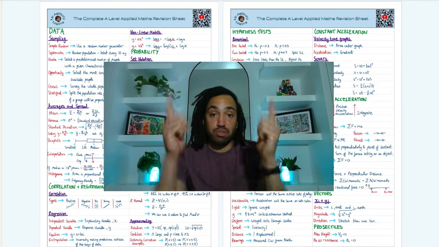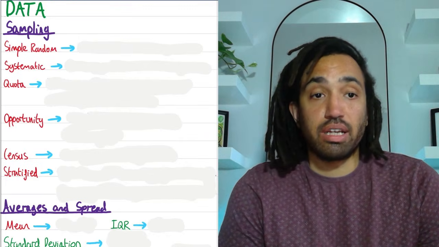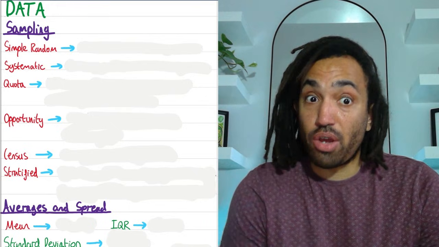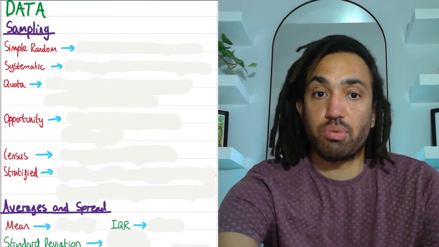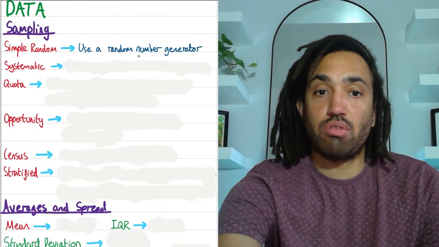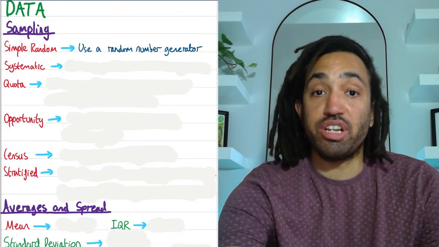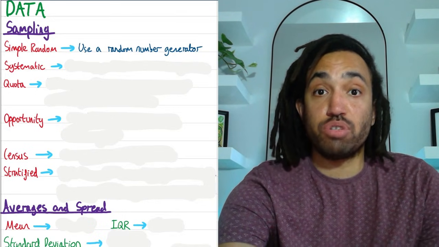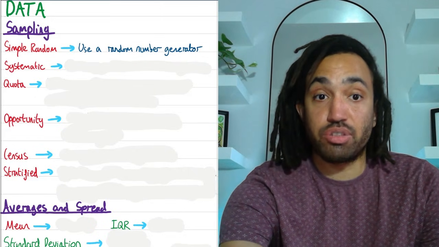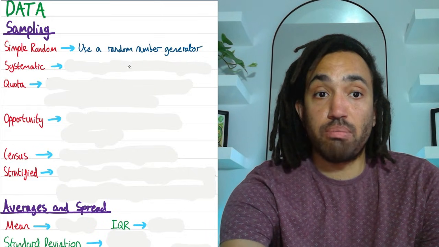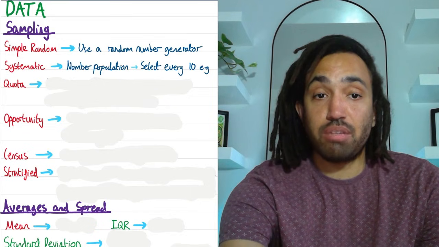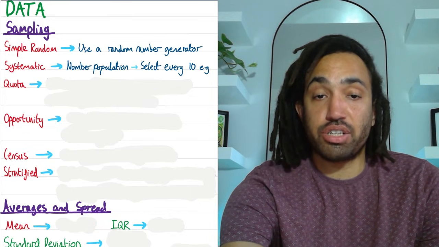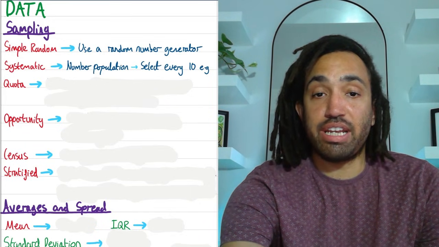Let's get into the maths. Sampling. It's not the most exciting topic, I know, but you need to know all the different types. So we'll start off with simple random sampling. Now, what you need to remember here is always state that you've used a random number generator to generate the people on your sample. Systematic sampling, this is where we number the population and then we select every given interval.